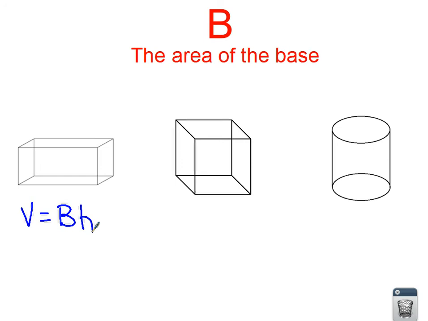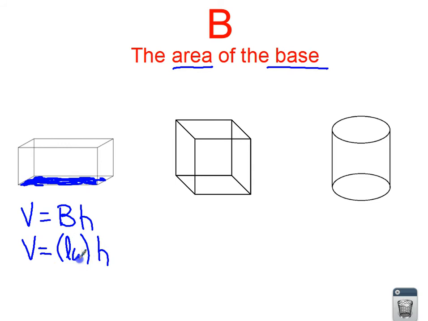The figure that it's sitting on right down here, if I were to color it in, would be a rectangle. So capital B is known as the area of what it's sitting on. We recall back probably last year in elementary school that the area of a rectangle is known as LW. So we could replace this B with length times width because that's the area of the base. It's the area of what it sits on.